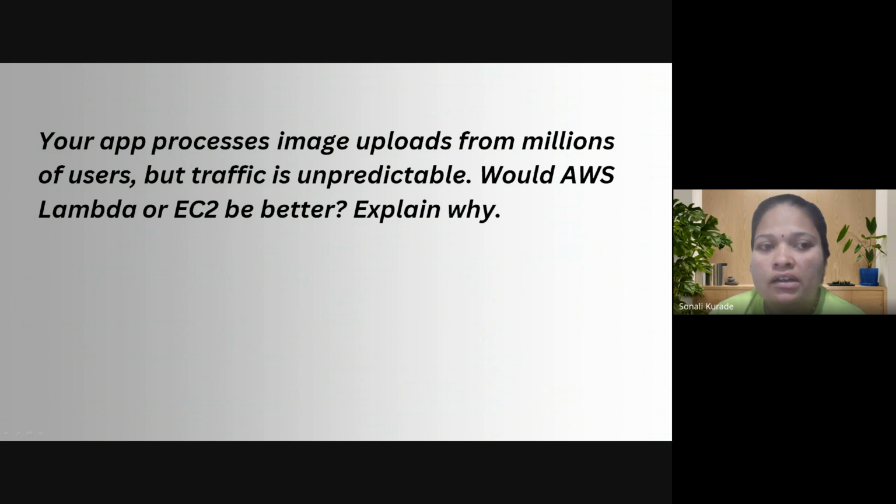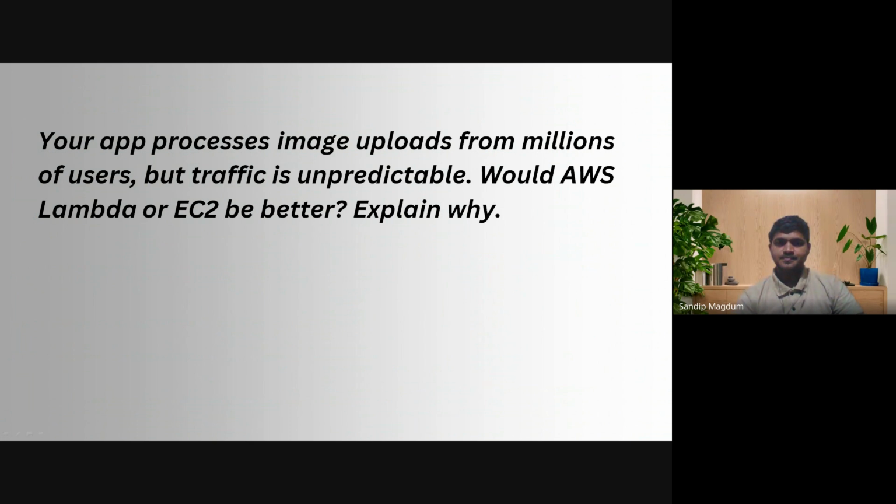Whatever application you are working with, it is processing image uploads from millions of users, and at that time traffic was unpredictable. In that scenario, how are you going to move ahead and give the solution, with Lambda or EC2, which is better? You have to explain.